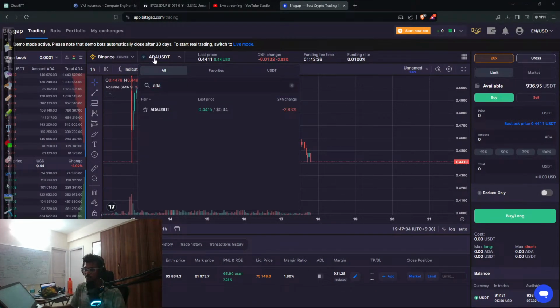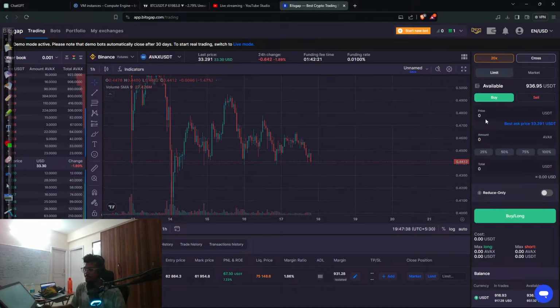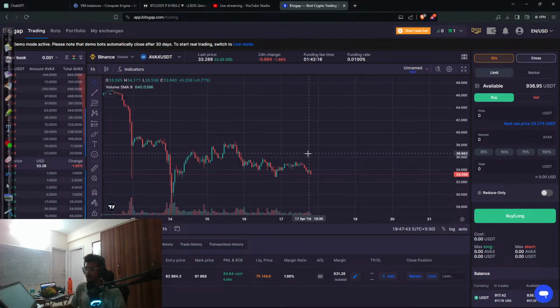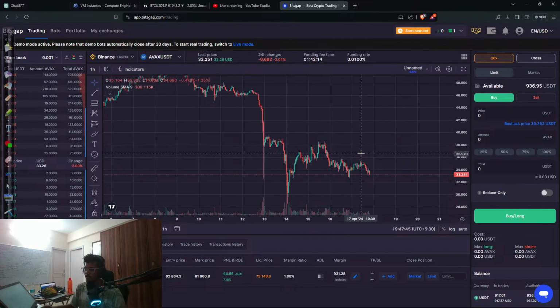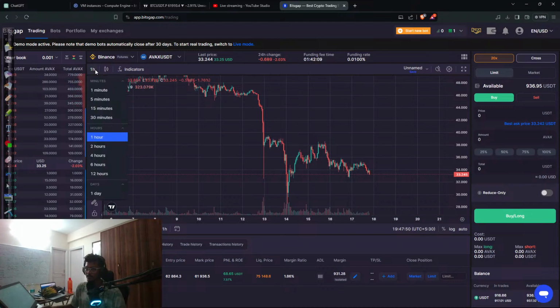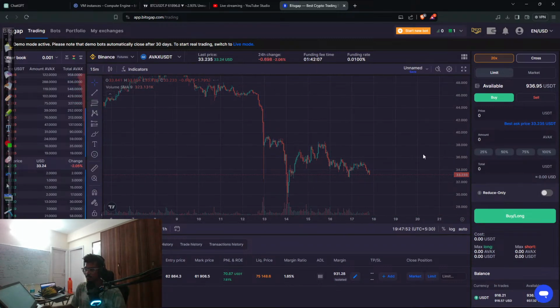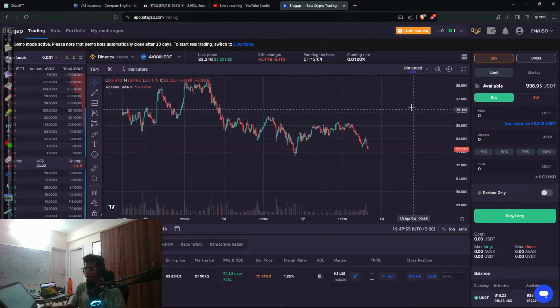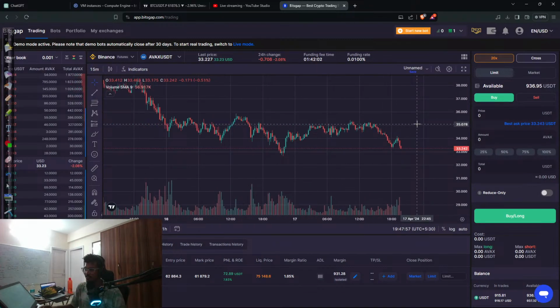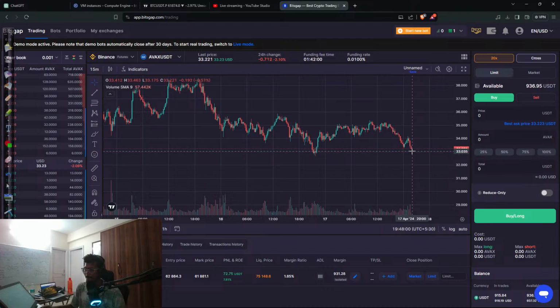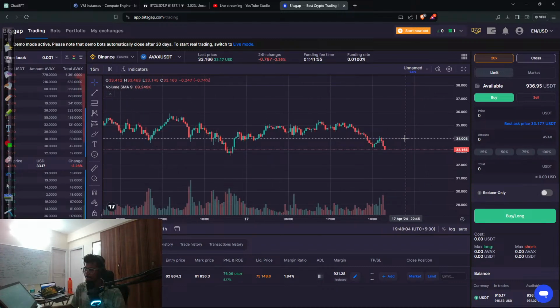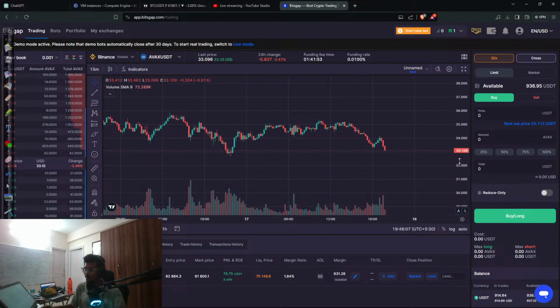So what was it? AVAX, yeah. Okay, so I'm going to take a limit sell order around 34. This is the 1 hour chart. I'm going to take a look at the 15 minutes chart. It's actually retracing. So 34 around here. I think we are seeing the breakdown here.